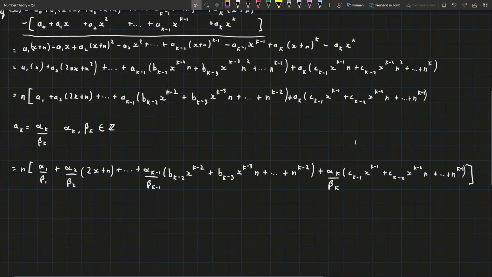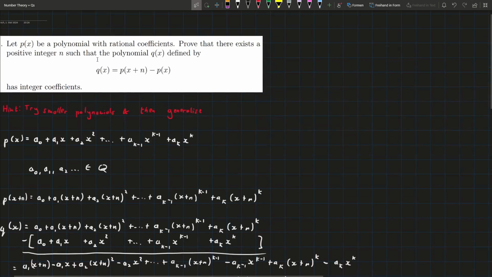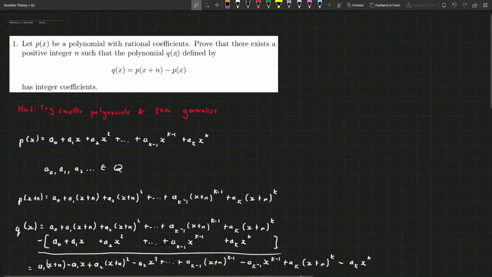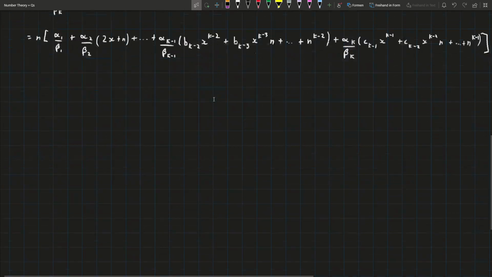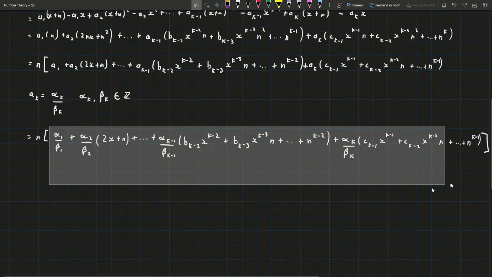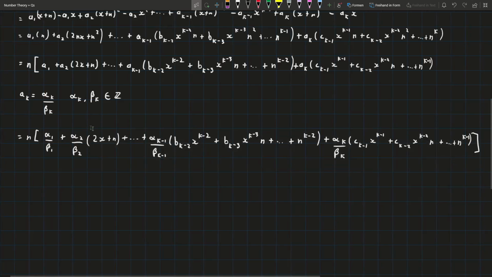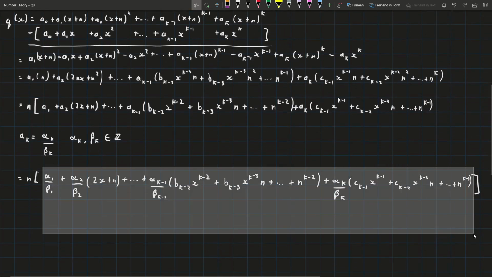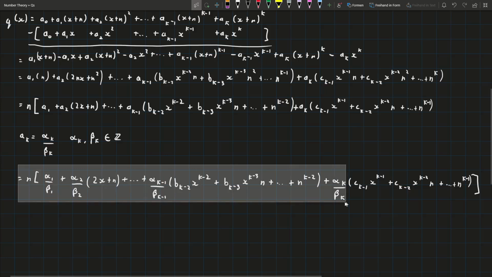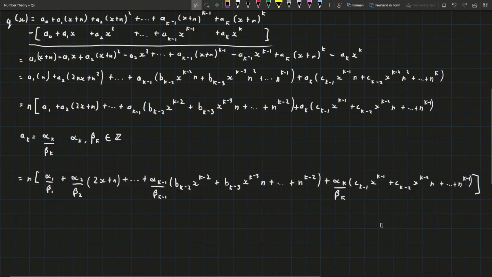Now, the question was, we need to choose an integer n such that this polynomial has integer coefficients. Well, what n could we choose? We'll prove that you can always choose an integer n to give us integer coefficients, because this is our polynomial. This is q of x, this big part here. Well, technically this is q of x with an n factored out, but this whole thing here is q of x. And the only fractions we have are these betas in the denominator.